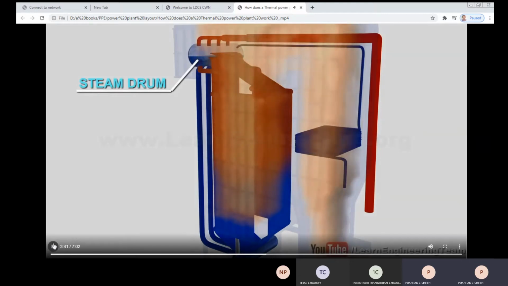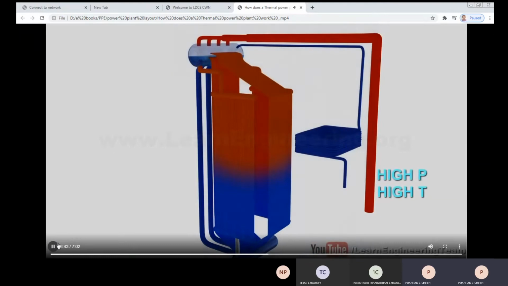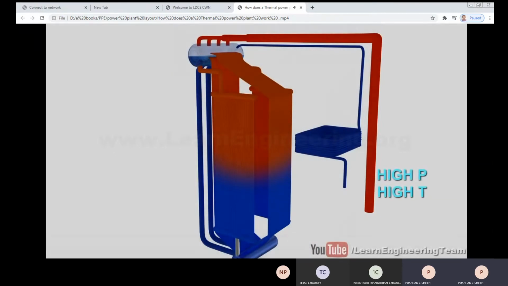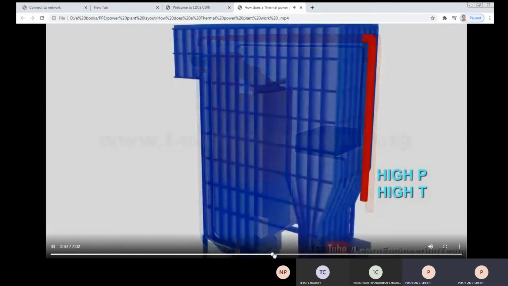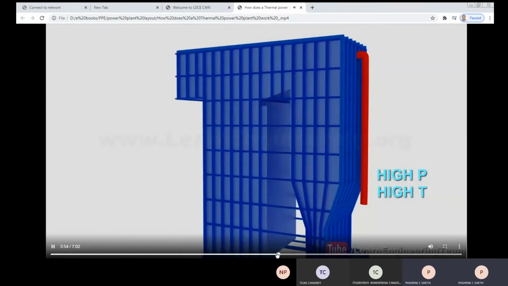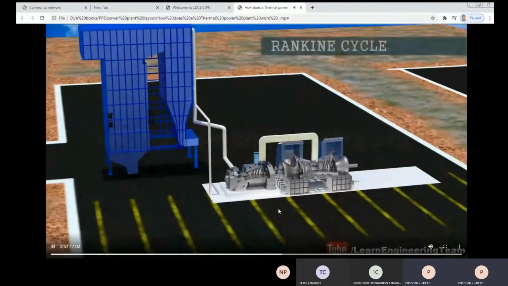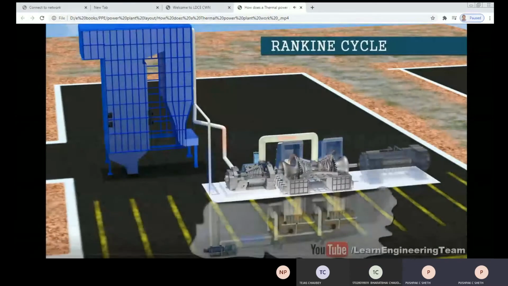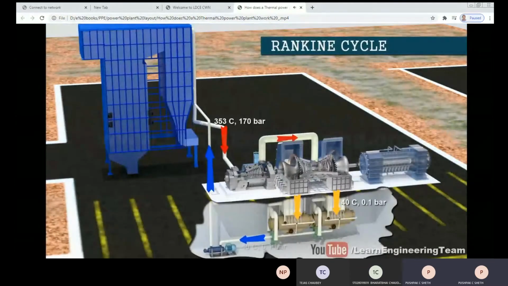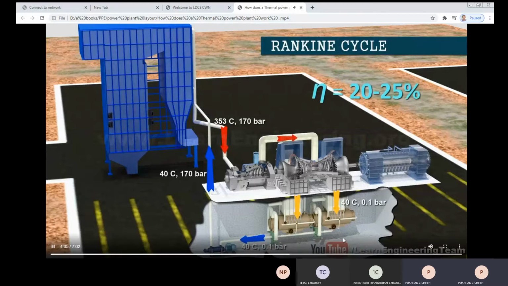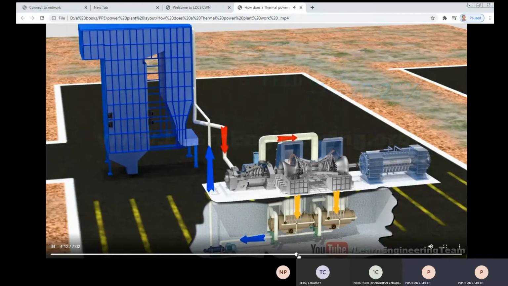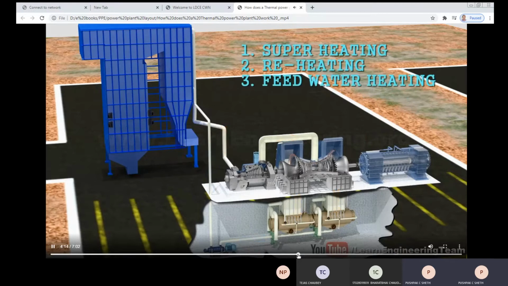This is a very basic thing that you have already learned in elements of mechanical engineering, right? High pressure, high temperature steam is entering the turbine where it is expanded. This is basically the thermodynamic cycle that you can understand from this, that is the Rankine cycle, right? These are some data available with us. It is showing the variation of the pressure and temperature.